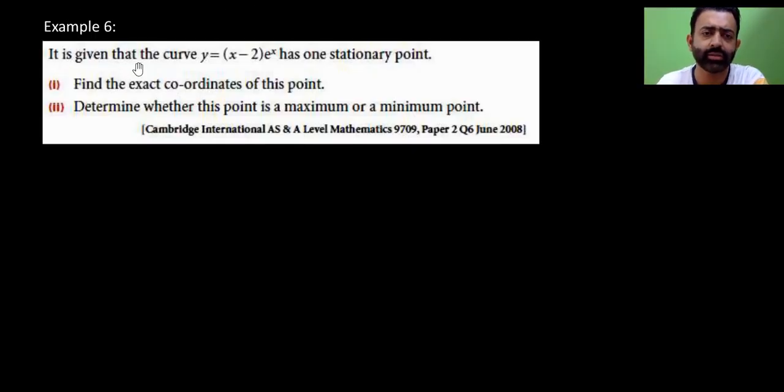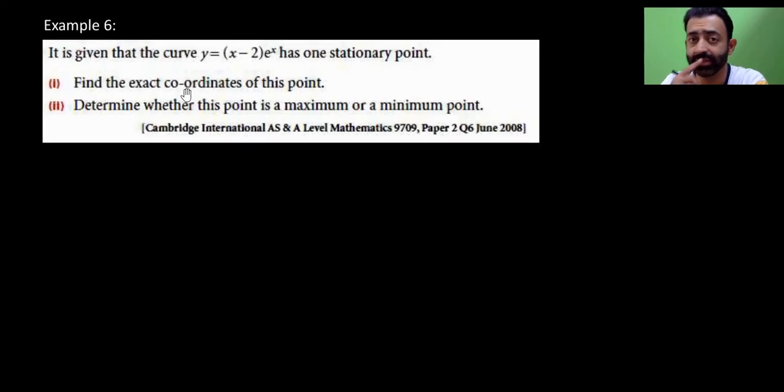It is given that the curve y equal to x minus 2, e raised to the power x, has one stationary point. Again we have to differentiate this, but in this case we have to apply the product rule as two different functions are in multiplication. We have to find the exact coordinates of this stationary point. Please remember, it is not just the x coordinate of the turning point, we have to find the y value also.